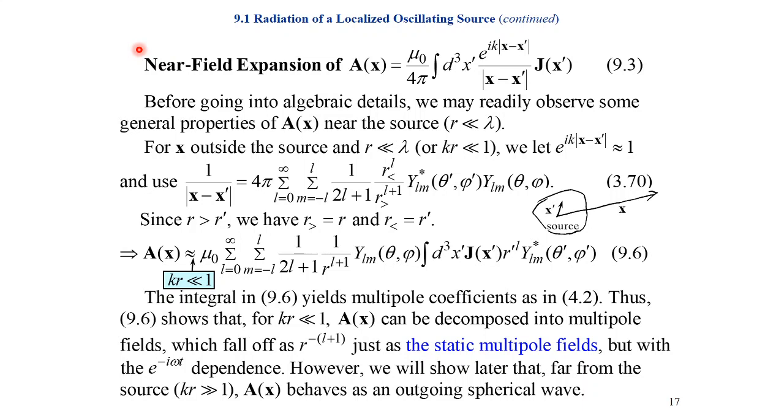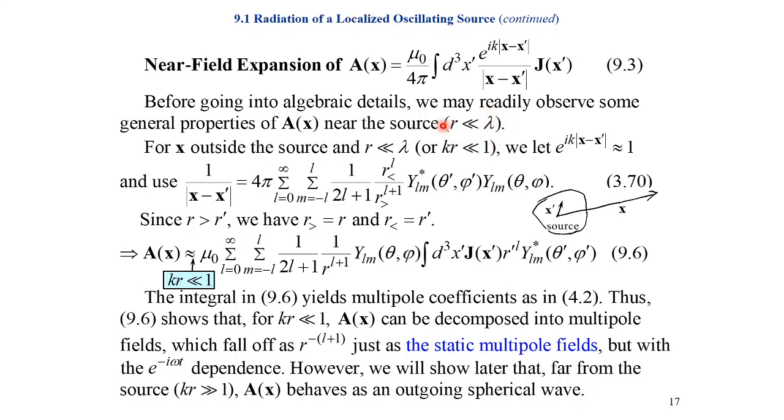The near zone will be very similar to the static case, because in the near field we are very, very close to the source. Our response will be in phase with the source, so everything looks like the static case. Let me show you. We have the vector potential, mu 0 over 4 pi, d3 volume integration, Green's function, and J. Before going to the algebraic details, we may readily observe some general properties of A near the source.